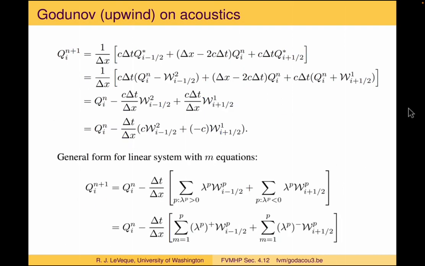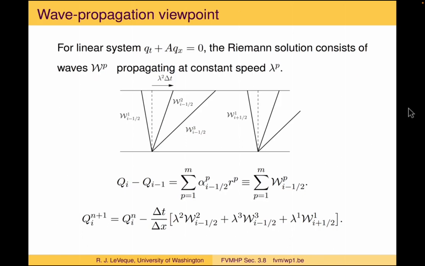That's the same thing, but then again, just reminding you what it looks like for a system of M equations, where we're just summing up over the left going or the right going waves coming from the left edge and the left going waves coming from the right edge. And this is, again, the picture that maybe helps keep it in your mind of how you would be updating a cell average in the case of three waves.